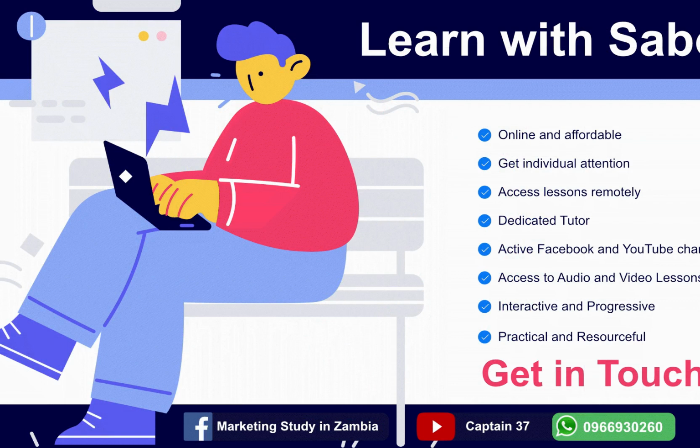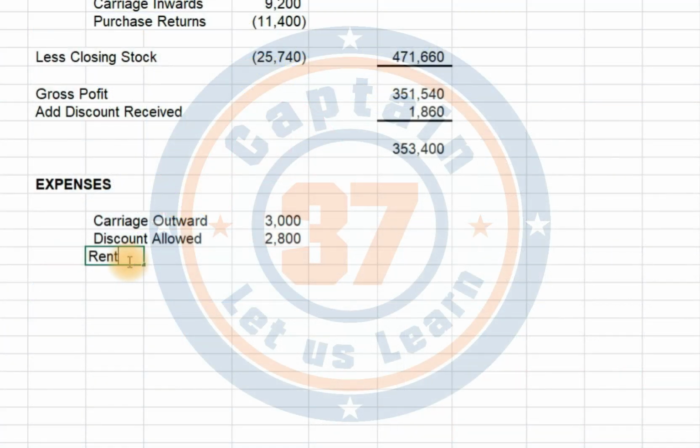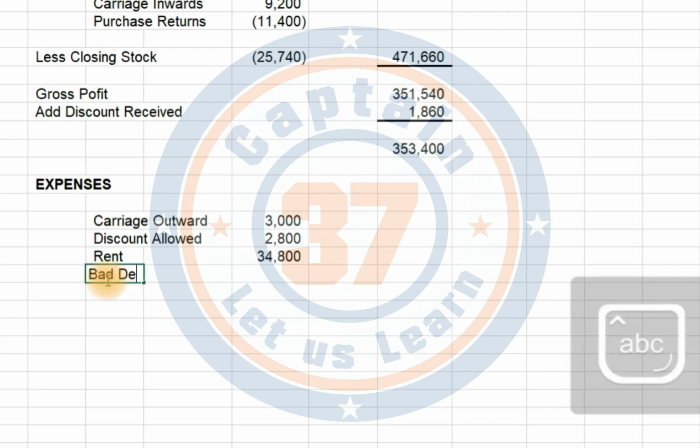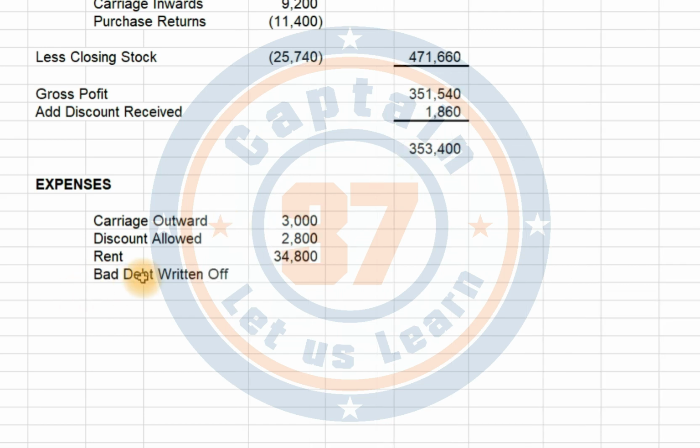So we need to take note of that as well. We also need to take note of our rent. How much was rent? It was 34,800. Then we have got bad debt written off. Bad debt is amounts of money that as a business we cannot recover, and we are told that it is 2,500. What other expenses do you notice from the trial balance? There is wages. And wages amount to how much? They amount to 178,000.